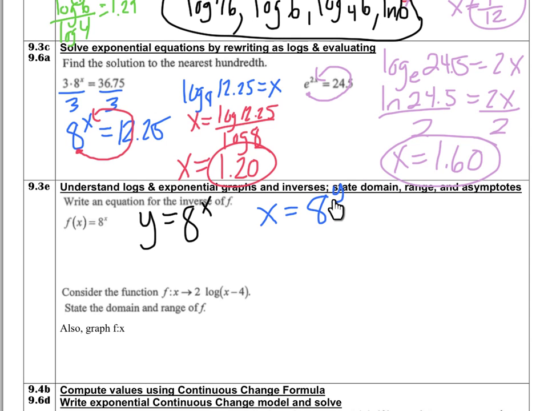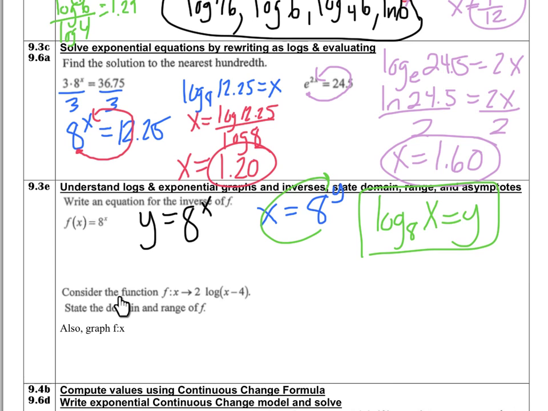Now I need to solve it for y, but y is the exponent. When y is the exponent, the only way to get it out of there is to rewrite this as a logarithm. So start with the base of the exponent and swoosh around. So it's log base 8 of x equals y. So that's what I'm going to write, I'm going to do the swoosh. Log base 8 of x equals y is our inverse function.